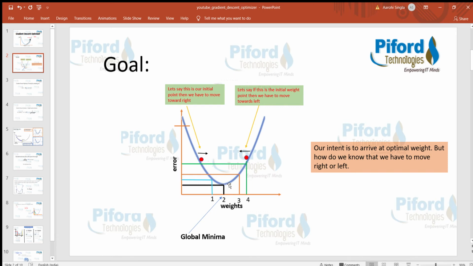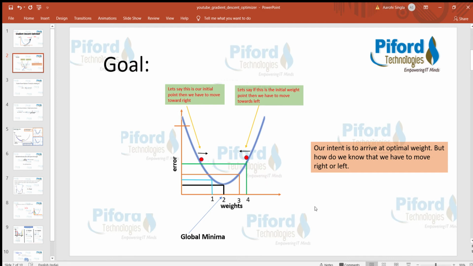But how do we know whether we have to move to the left side or the right side, on which particular side we have to move so that we can reach the global minimum, right? For that I'll show you a proper equation, a proper solution. By using that mathematical equation you can easily find in which direction to move if your initial weight is on the left side and if your initial weight is on the right side. I'll explain that in some time, right?